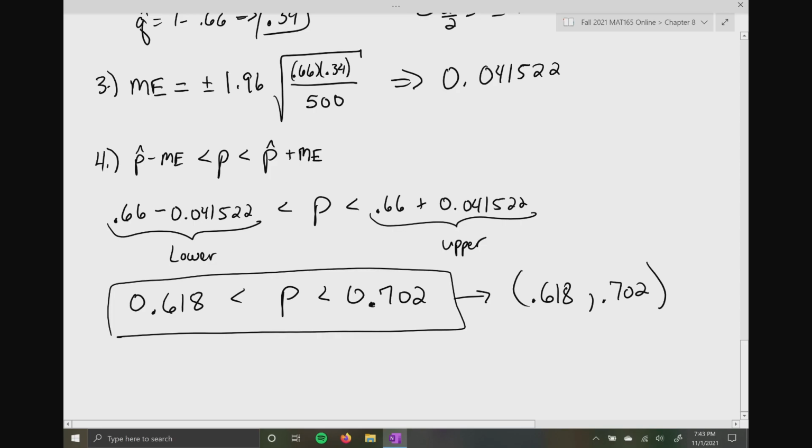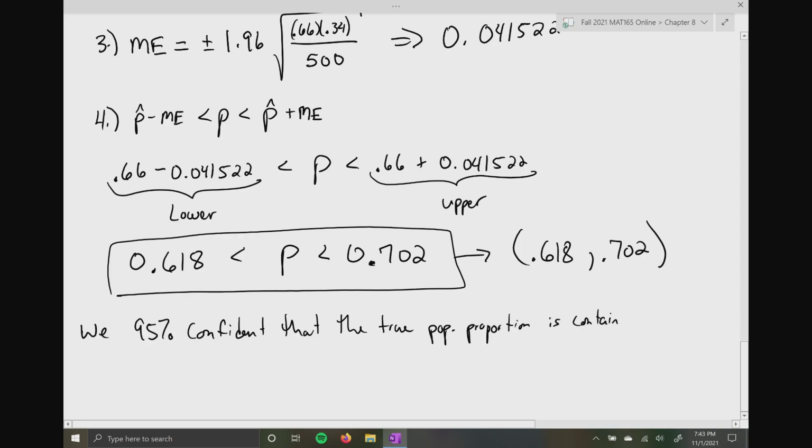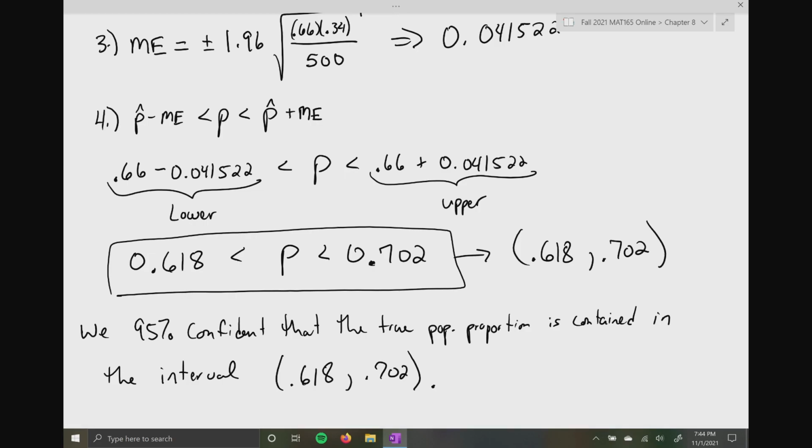0.618, comma, 0.702. And like I said, we always want to interpret. We are 95% confident that the true population proportion is contained in the interval 0.618 and 0.702. So I kind of wrote this one a little bit different, but it's the same exact idea. All right, very straightforward, not too difficult. Like I said, it's all about just following the procedure. Okay?